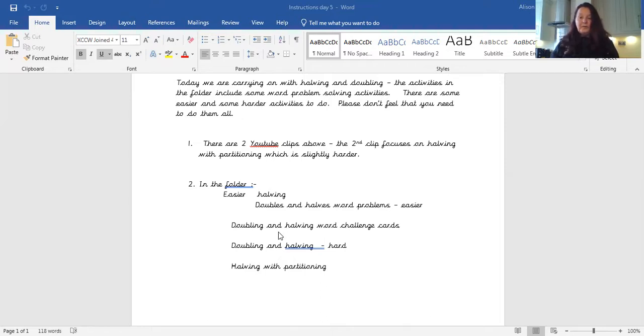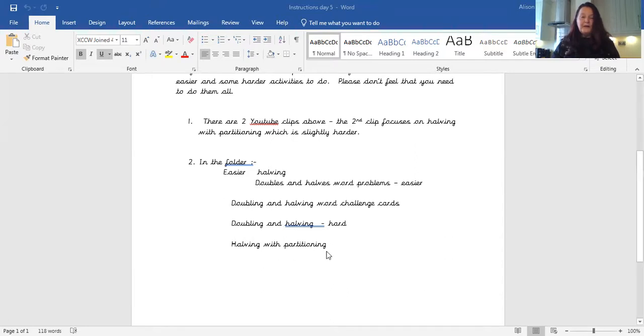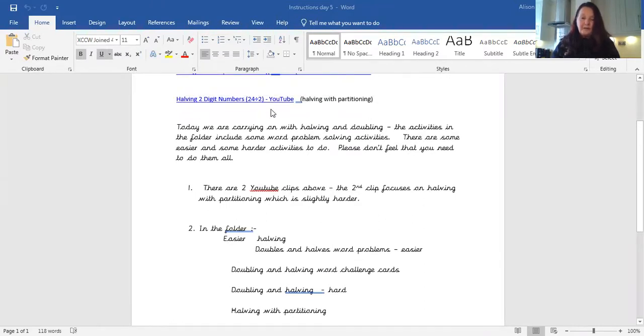Then there's some doubling and halving word challenge cards. And then doubling and halving, which is hard. Okay, and I must stress that is particularly tricky, so only do that if you're very, very confident with your numbers. And the last one is halving with partitioning, which I'm going to show you in a moment. And this halving with partitioning matches with this YouTube clip up here. Okay, so there's quite a few things to do today, but if you haven't finished yesterday's, please do that first. Okay, I'm going to share something with you now that we're going to do today.